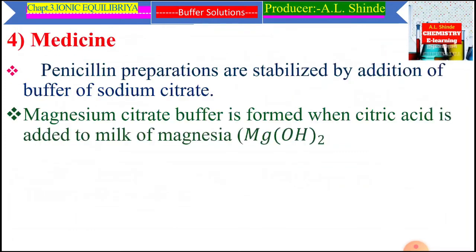Now, number 4, in medicine. Preparations of penicillin are stabilized by addition of a buffer of sodium citrate. The magnesium citrate buffer is formed when citric acid is added to milk of magnesia, that is, magnesium hydroxide having formula Mg(OH)2. This magnesium hydroxide precipitate is known as milk of magnesia.